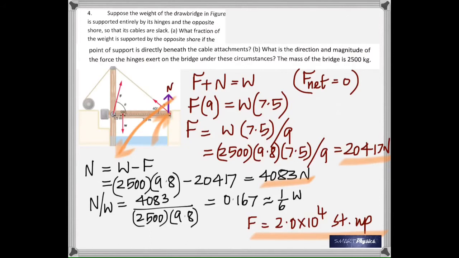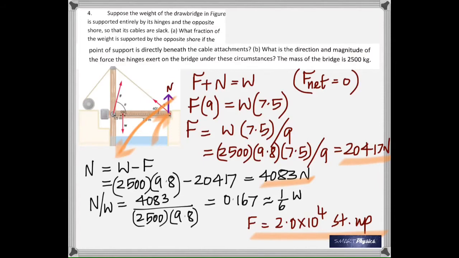look at the forces acting. The weight of the bridge acting down at that point, W. You have the force F acting. You have the normal reaction. And you have the tension in the string or the cable that is holding it. But this problem says that the cables are slack. So when you say the cables are slack, that means there is no force acting. That's what it means.